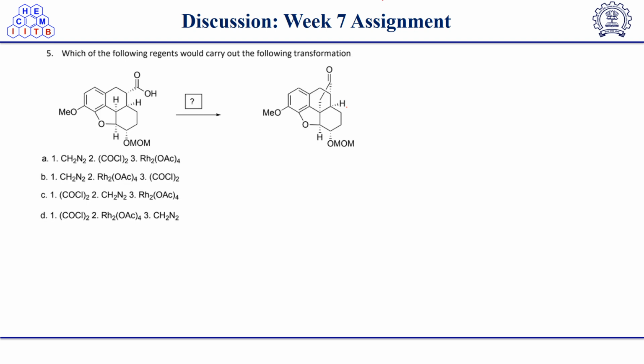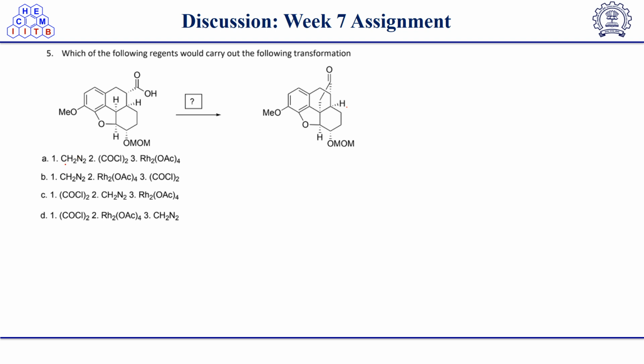Now moving to the next question, which of the following reagents would carry out the following transformation? Here, as we can see, a new ring is formed with this ring junction carbon and this carbonyl carbon. So which reagents can result in this given transformation?